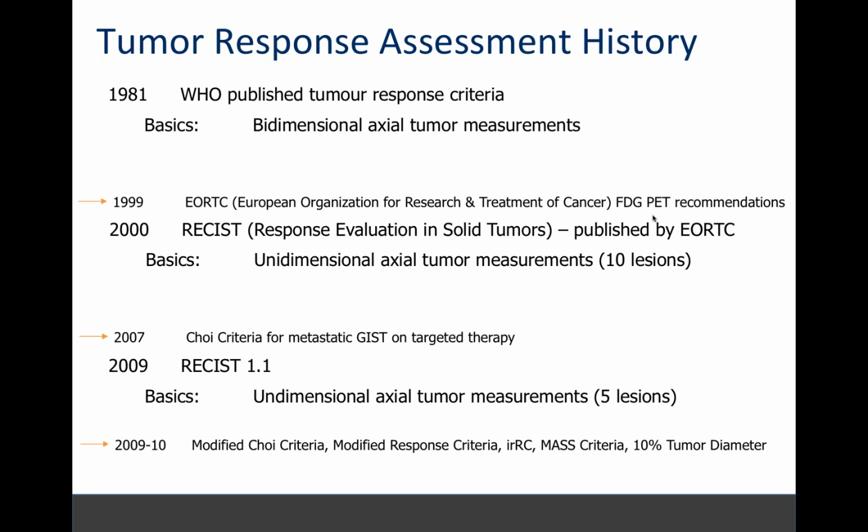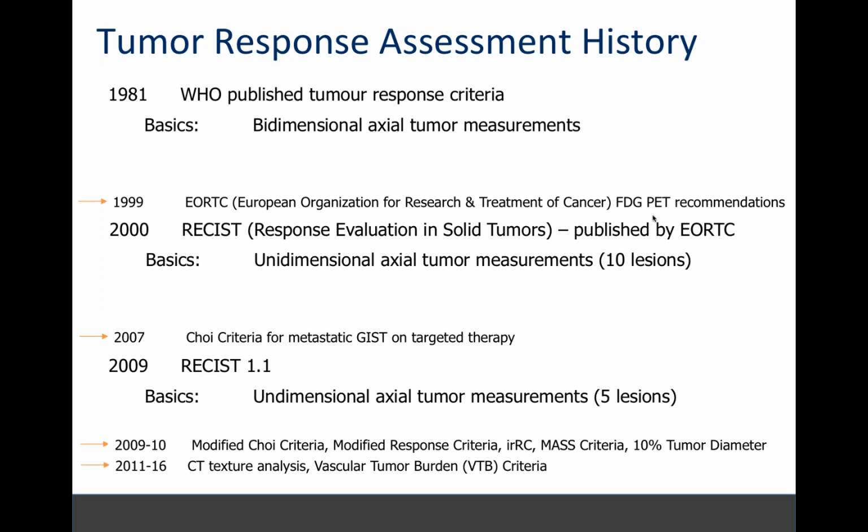A number of other criteria have followed this: modified Choi criteria, something called modified response criteria, the immune-related response criteria, mass criteria that I helped develop, 10% tumor diameter criteria, et cetera, et cetera. And then even more came out in more recent years. Now there's CT texture analysis, which is an advanced way of quantifying tumor intensity and intensity changes. And then we more recently developed vascular tumor burden, which is coming to a theater near you when we're trying to publish that in radiology.